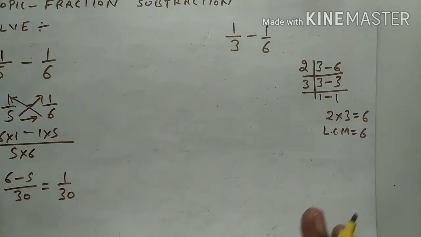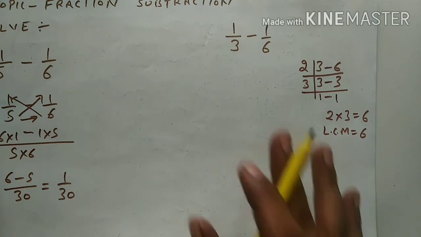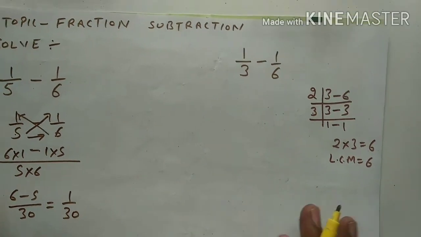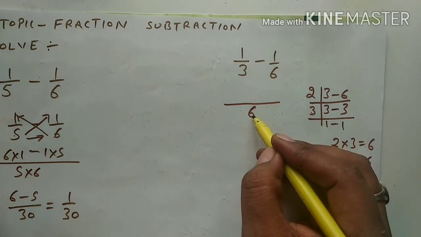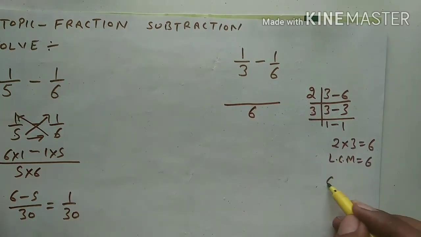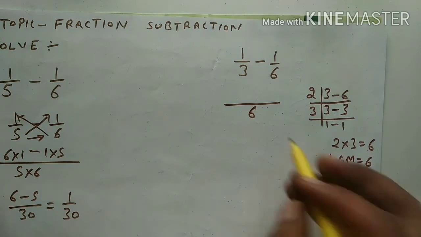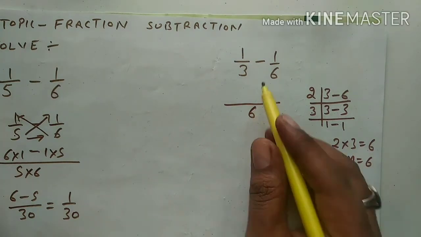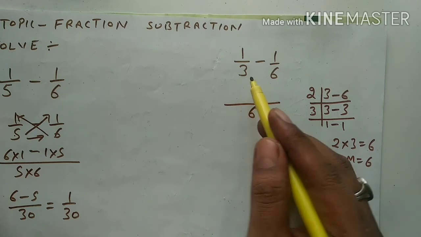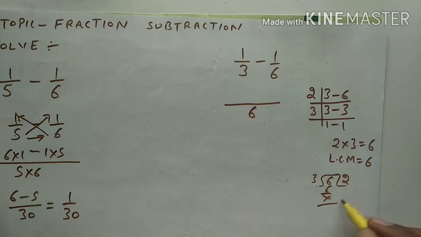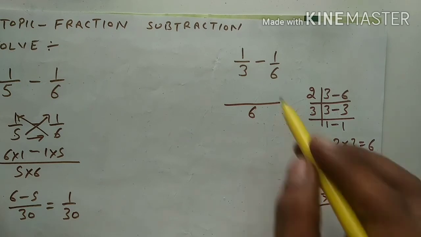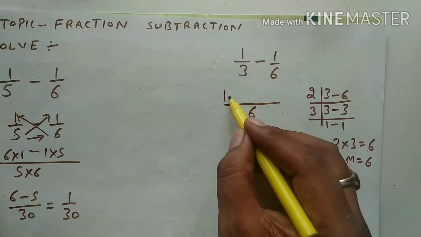Okay student, this is the second method I am going to adopt in this question. Now I will write the division bar and write the LCM 6 as the denominator. Now I will divide 6 by 3. See here, 6 divided by 3. This LCM should be divided by the denominator. When I divide 6 by 3 then the answer is 2. So this 2 is to be multiplied with numerator 1.